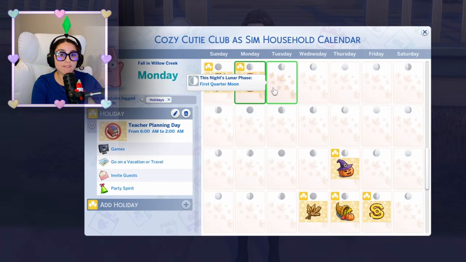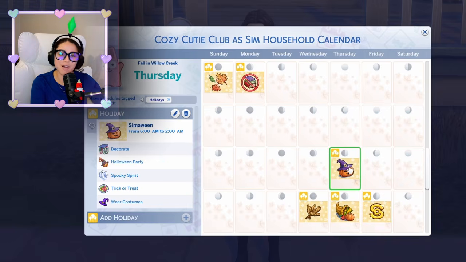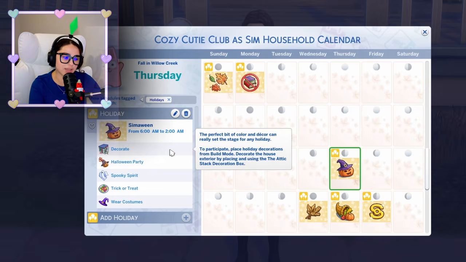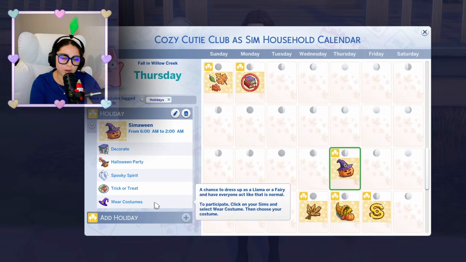And then we don't have any more holidays until the end of October, which is Halloween, a classic. I call it Simoween. You can call it Spookyween, whatever you want to call it. The traditions are, as you might guess, decorate, Halloween party, spooky spirit, trick or treat, wear costumes. Very expected traditions for this holiday.